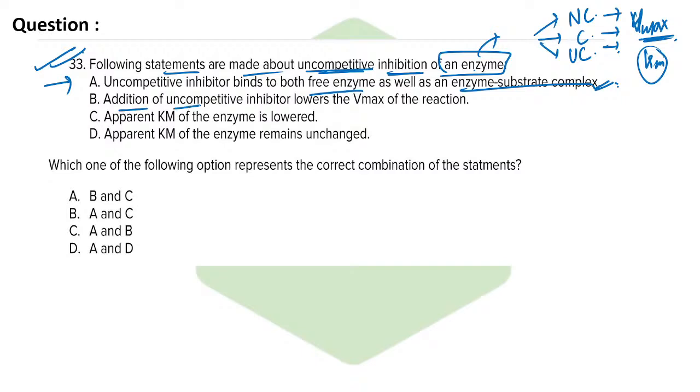Second option is saying addition of uncompetitive inhibitor lowers the Vmax. Third is saying the apparent Km is lowered. Fourth is saying the apparent Km remains unchanged. You need to find out the combination of the correct statements. Very easy question. Simple, straightforward, basic question. You just need to make sure that you know how the inhibition occurs in case of your uncompetitive inhibition, and how the Km and the Vmax change.